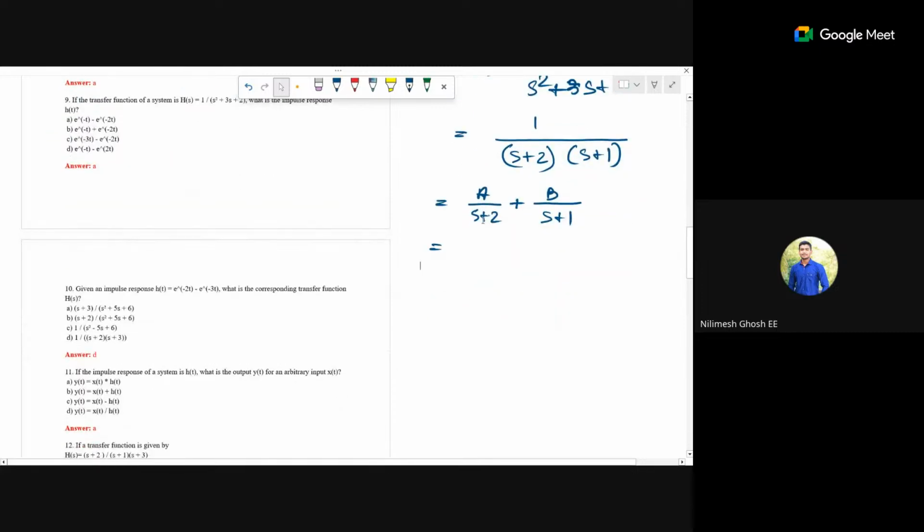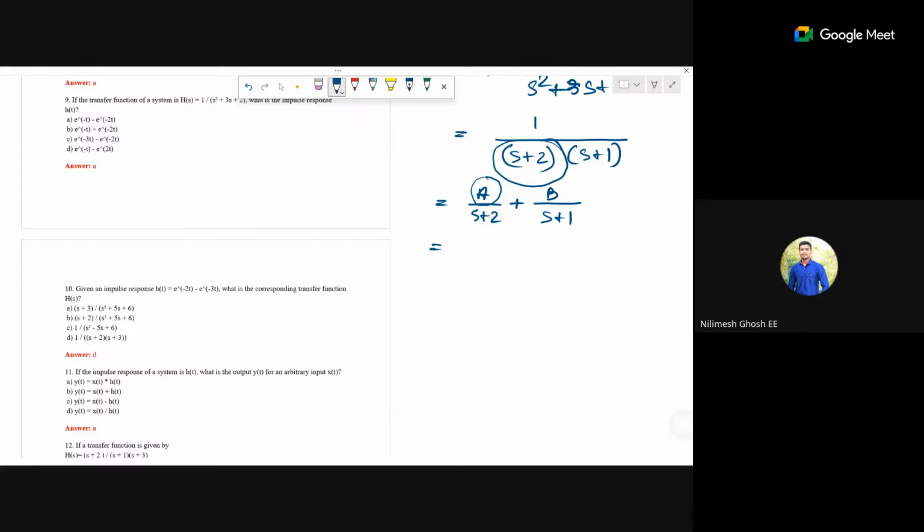You did partial fractions like this in 11th and 12th mathematics also. I will give you a short trick here. For calculating the value of A, in this expression I omit the factor (s+2) and put s equal to -2 here.